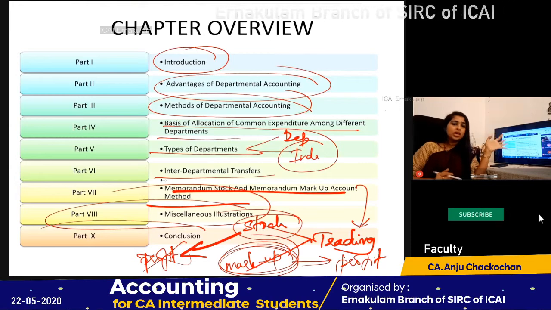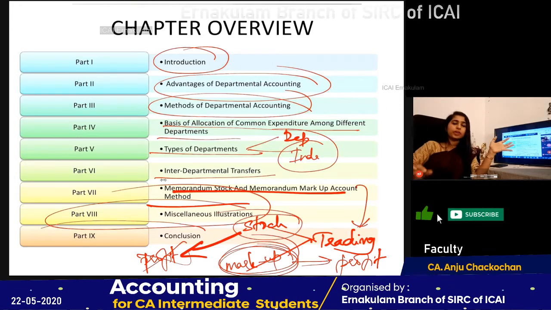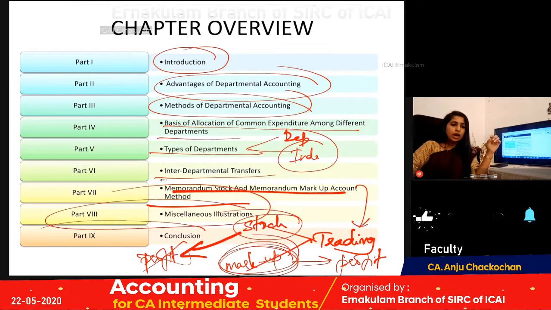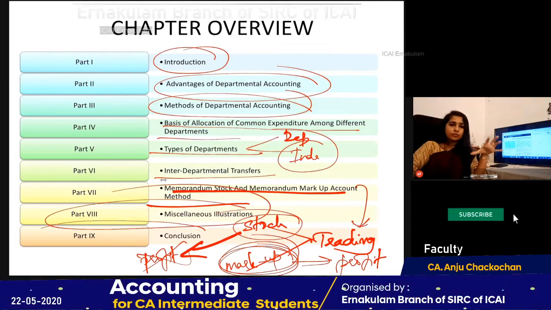Okay, students, kindly provide me feedback. Is any other improvisation required? Is the point clear? Is the chapter fine?